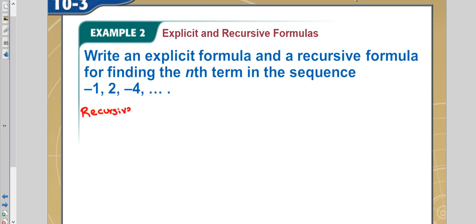So recursive, we need to tell it what the first term is, which in this case is -1. And then you state, how do you find any particular term? Well, you take the previous term. Whoops, I need to put a sub n minus 1. That means previous term. And I'm going to multiply it by some value, which in this case, it looks like it's being multiplied by -2. So you put -2 there, which actually would simplify. You could rewrite this equation as any term would equal the previous term, -2.